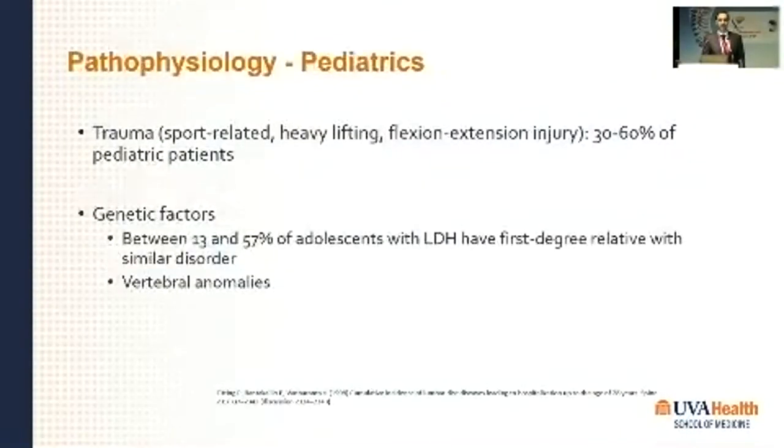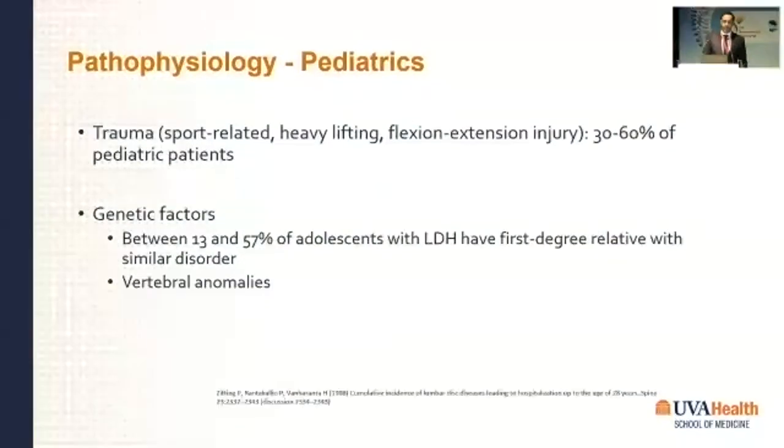The pathophysiology is also different compared to the adult population. They're more so related to trauma. They can be sport-related, heavy lifting, as well as flexion extension injuries, as well as genetic factors with pediatric patients with first-degree relatives.